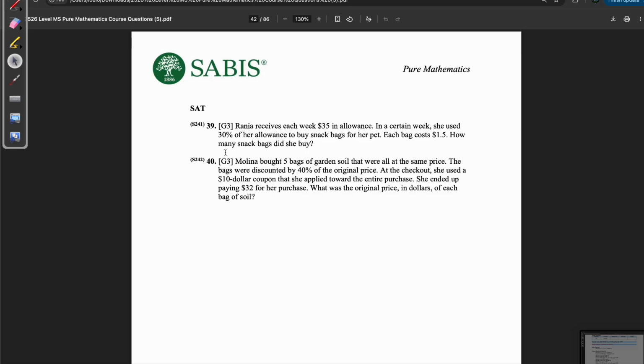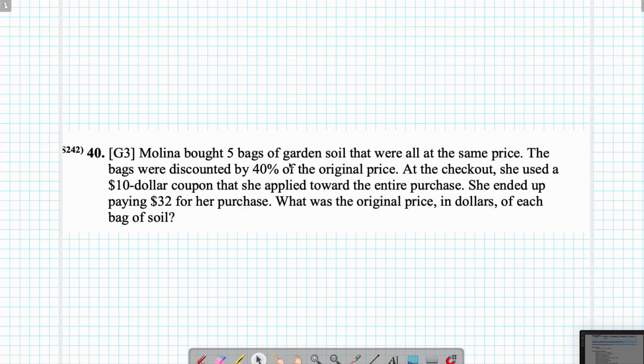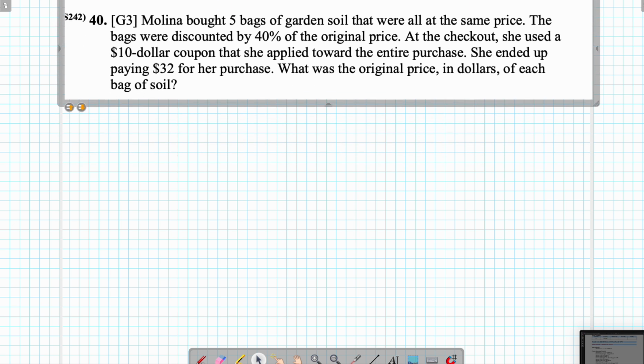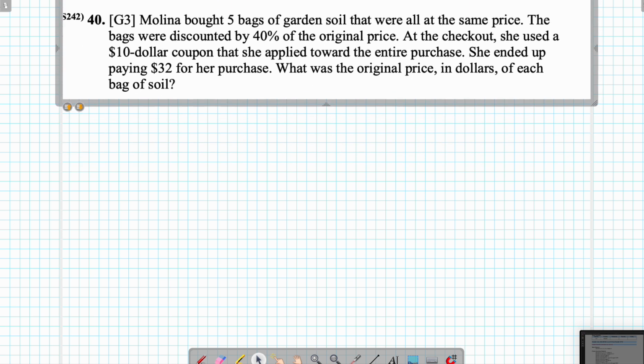Number 40. Molina bought 5 bags of garden soil that were all at the same price. The bags were discounted by 40% of the original price. At the checkout, she used a $10 coupon that she applied toward the entire purchase. She ended up paying $32 for her purchase. What is the original price in dollars of each bag of soil?